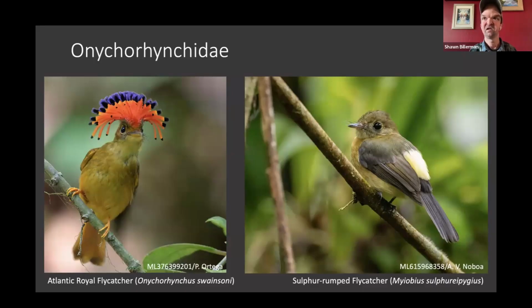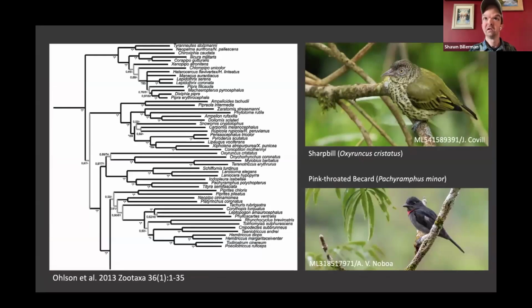However, in-depth studies of DNA sequence data began to paint a different picture of this group of unassuming flycatchers. So molecular phylogenetic studies found that the royal flycatcher and its allies were actually most closely related to the sharpbill, a species that had itself long confounded taxonomists due to its unusual morphology relative to other suboscines. Together, these species were also sometimes found to be most closely related to the tityras and becards in Tityridae.